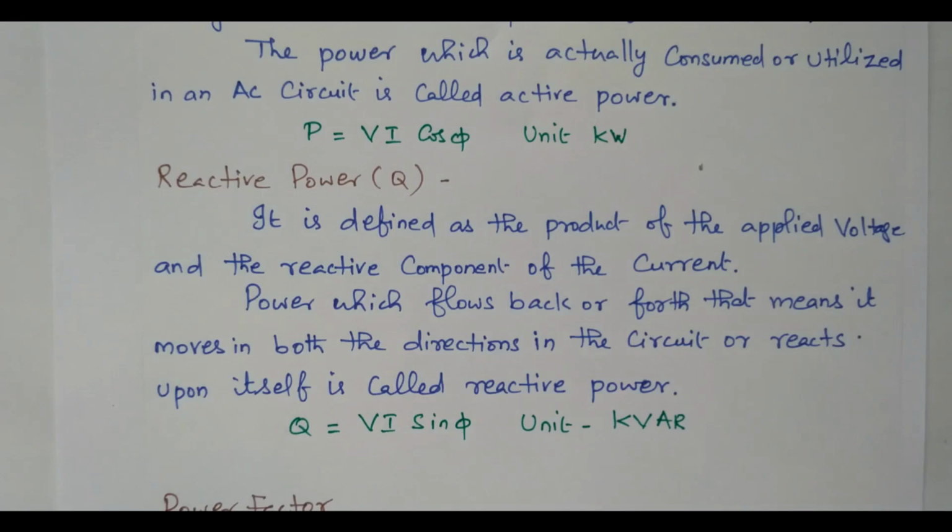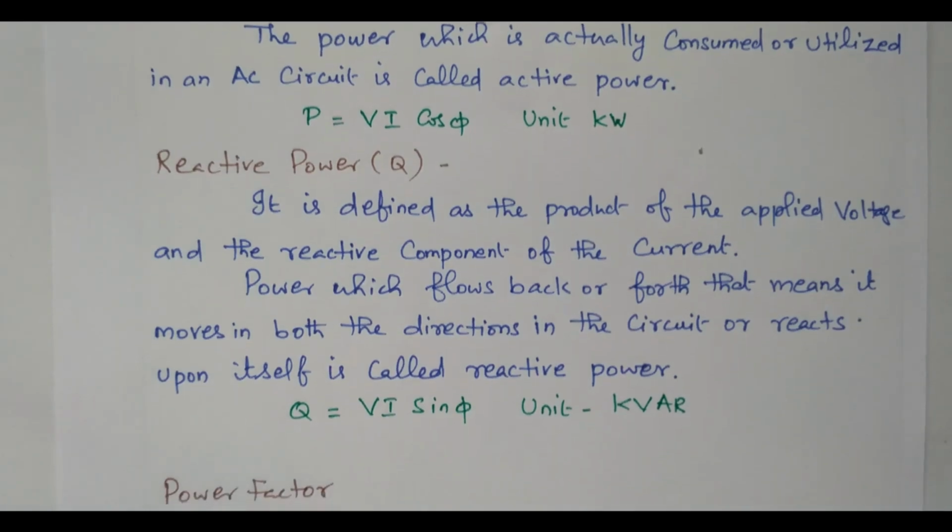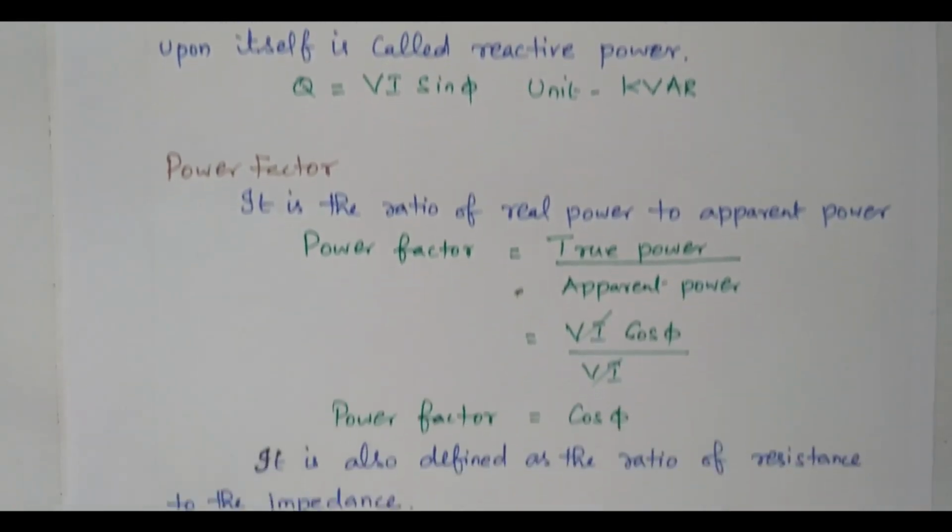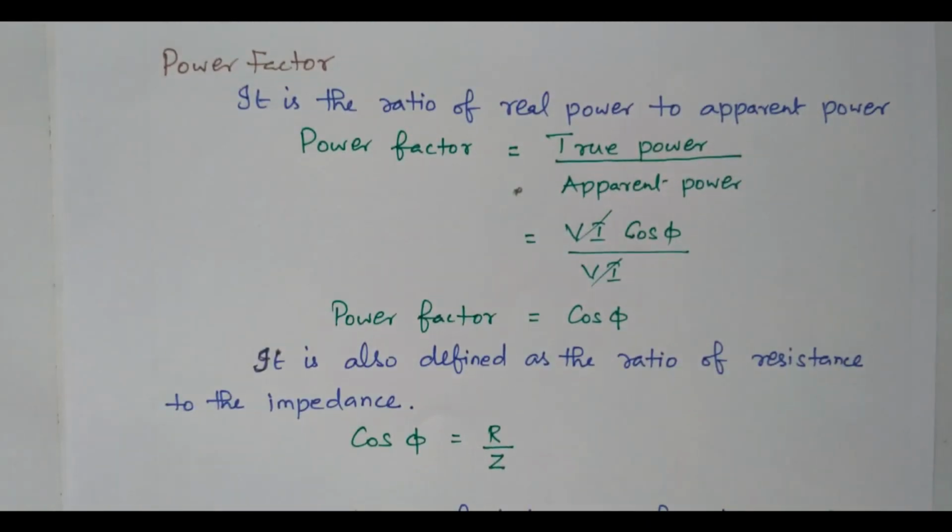Now we have discussed the apparent power, real power and reactive power. Based on that we will go to the power factor. Power factor is a ratio of real power to apparent power. Real power or true power. What is true power? Real power is VI cos φ. Apparent power is VI. VI gets cancelled. It is cos φ. So power factor is nothing but cos of the angle φ.